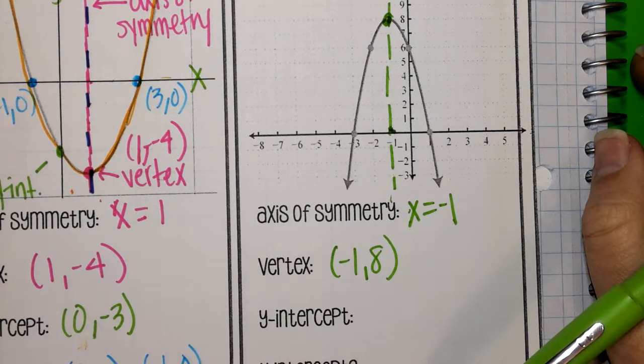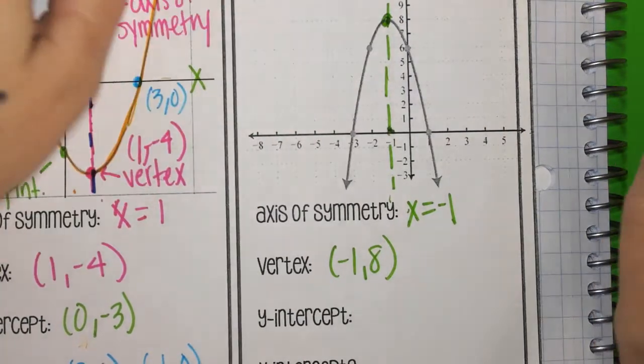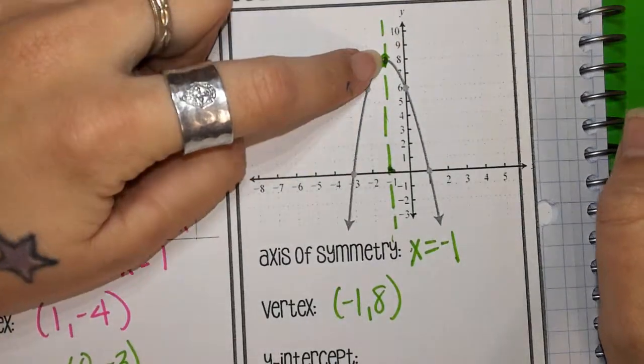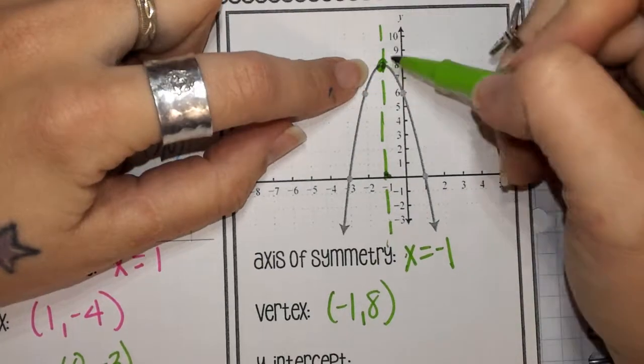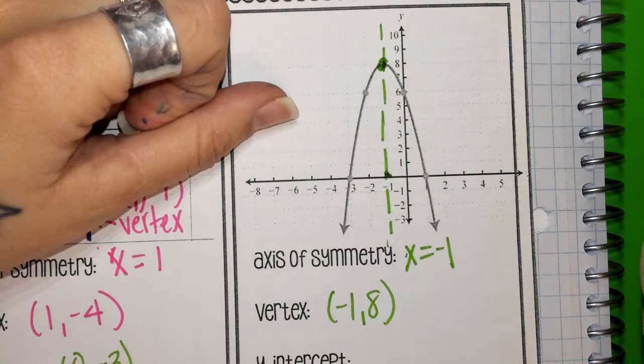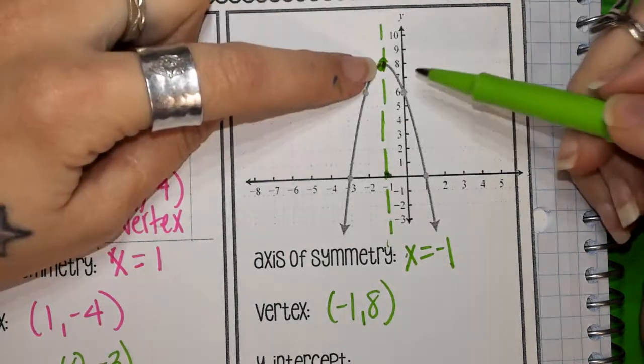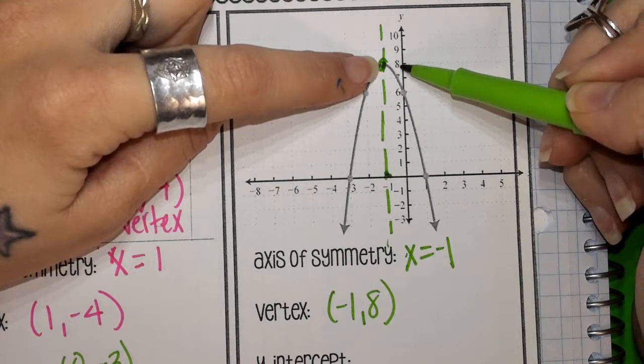Are you with me, Mackenzie? So the vertex is the highest point, correct? So then all I did was I found the coordinates of that point. To get there, I have to go left 1, up 8. That's all I did.